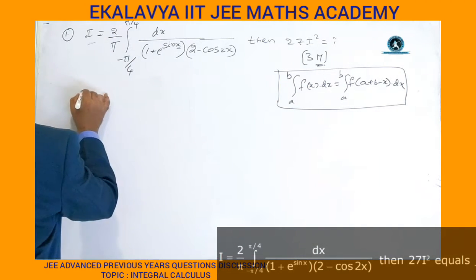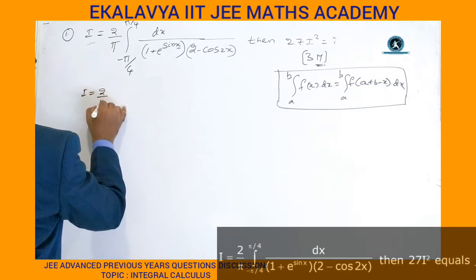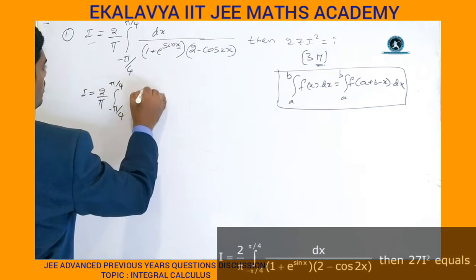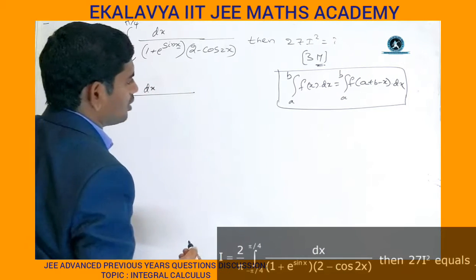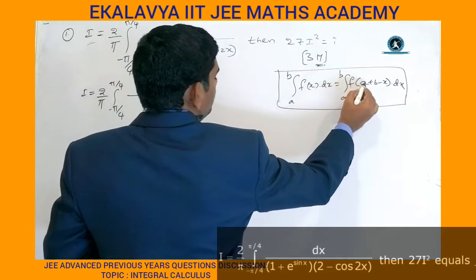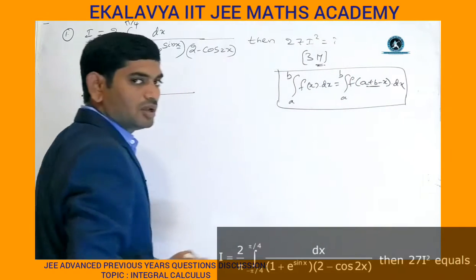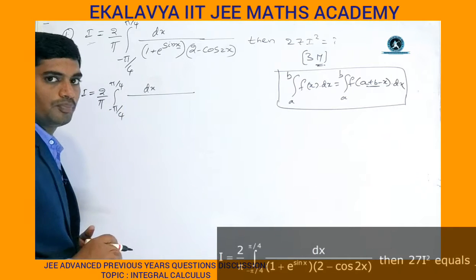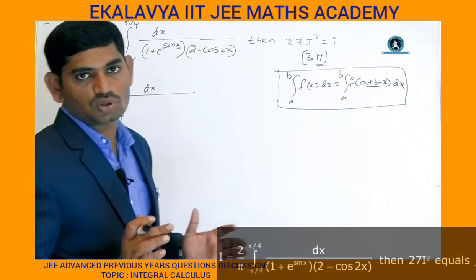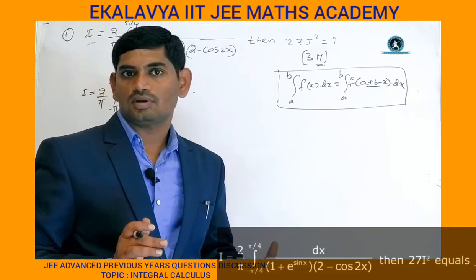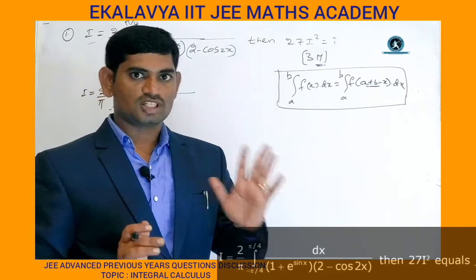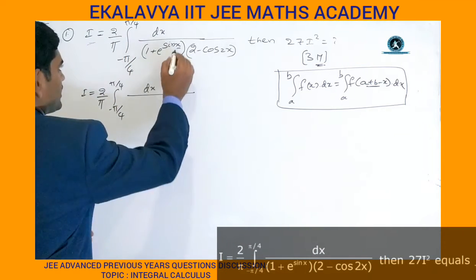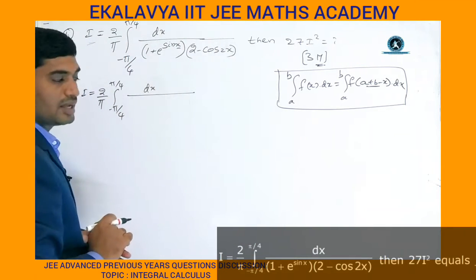Then what we get here: I is equal to 2 upon pi, integration of minus pi by 4 to pi by 4, dx upon the integrand with x replaced by a plus b minus x. The a value is pi by 4, the b value is minus pi by 4. So a plus b minus x means pi by 4 minus pi by 4 minus x. Pi by 4 minus pi by 4 gets cancelled, then we have only minus x. So we can replace this x with minus x.